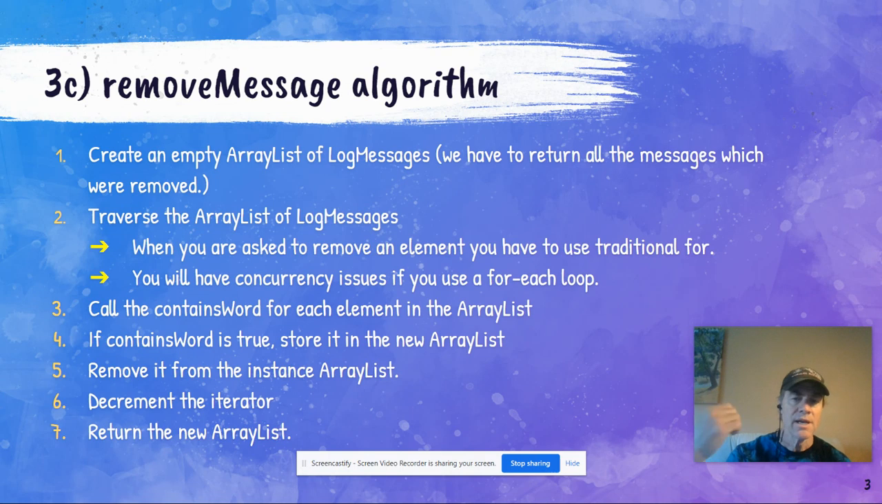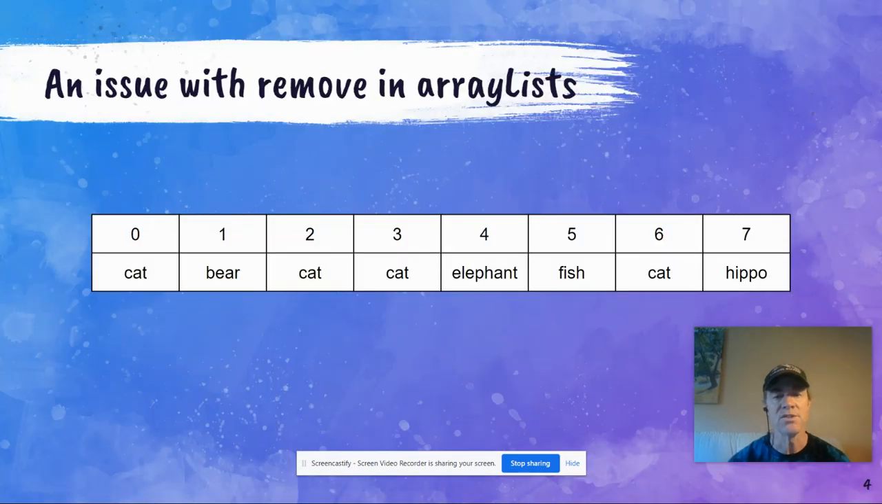Again, I do think it's a good idea to walk through and identify all of the steps that you're going to need to do, and it's just going to make your coding a lot easier. So let's talk a little bit about what happens when you start to remove elements from an array list, particularly if you're using a traditional for loop to do that. So let's say I've got an array here of animals, and my task is I want to remove all of the cats from that particular list.